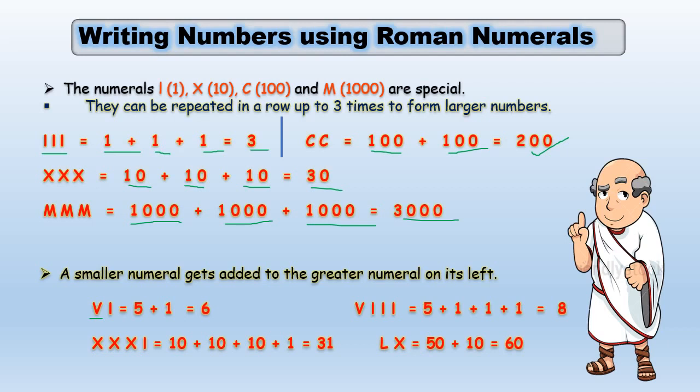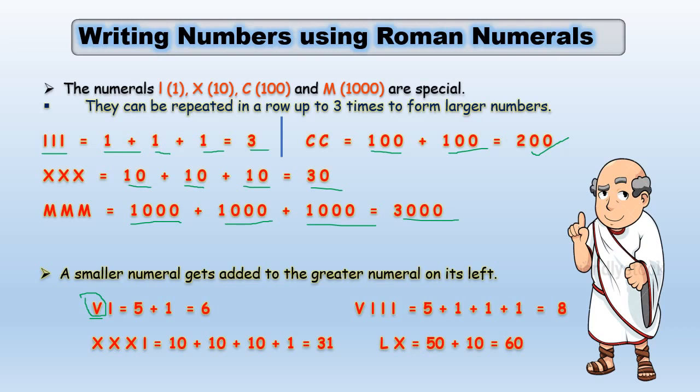Yes. So I is coming after V. It is on the right hand side of V. So we will be adding this. Here we will be adding. We are adding smaller number. What is smaller number here? I. Or in other words, we can say if greater number, that is 5, coming on the left side of the smaller number, we will add smaller number to greater number.